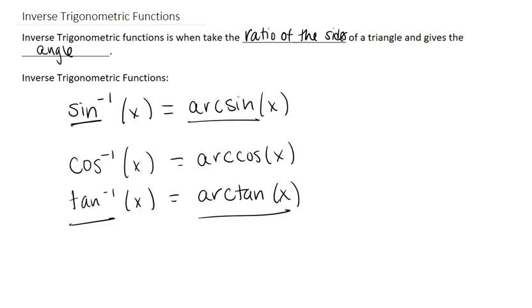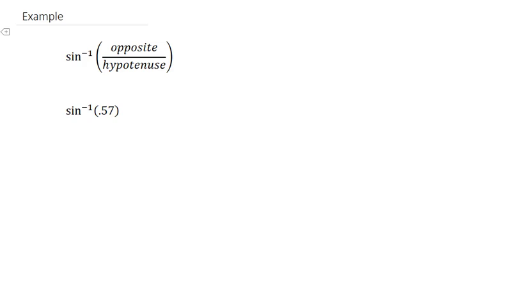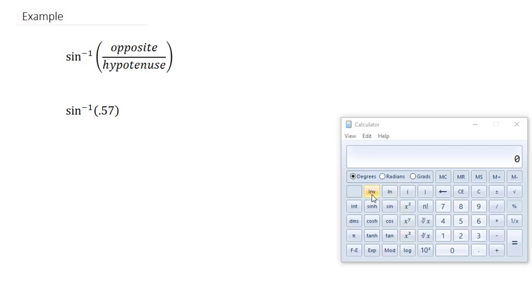So let's go over an example here. When we are looking at the sine to the -1, we're looking at the opposite over the hypotenuse, and that's a ratio because we're looking at two different sides. So say, for instance, our number here for the ratio is 0.57. So we get our calculators out, and what we do is we take this inverse, go inverse, and then we enter 0.57, and then we take the inverse of sine, and then we get our angle.